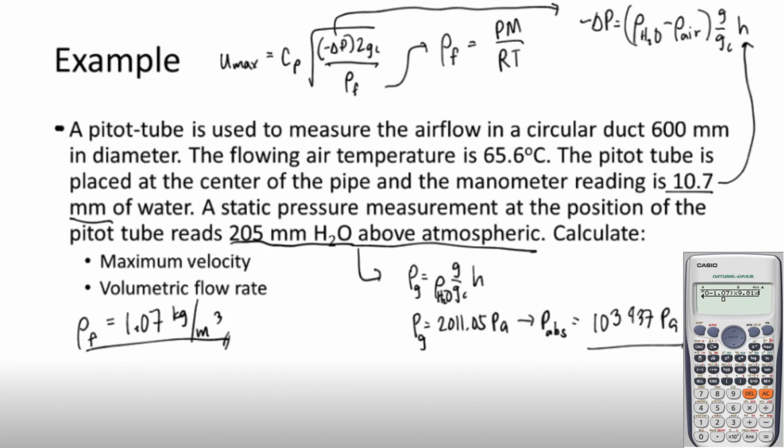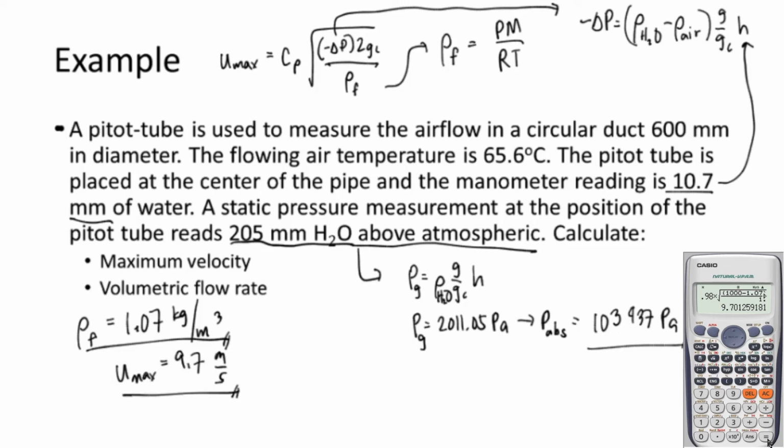millimeters of water. Converting to meters, that is 0.0107 meters. And on the denominator, we have the density of our fluid, which is air, 1.07 kilograms per cubic meter. Our answer for Umax is equal to 9.7 meters per second. This is the velocity of air at the center of the conduit.